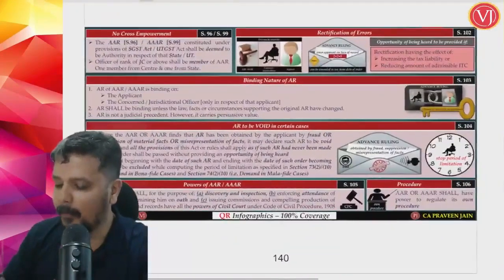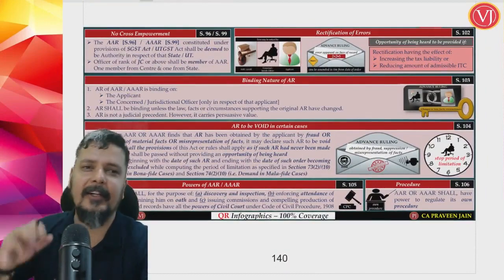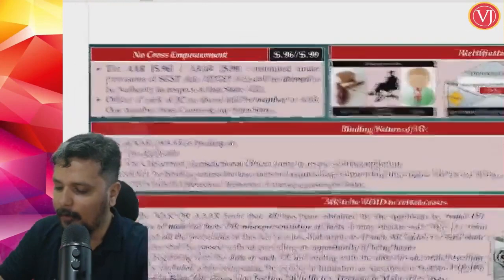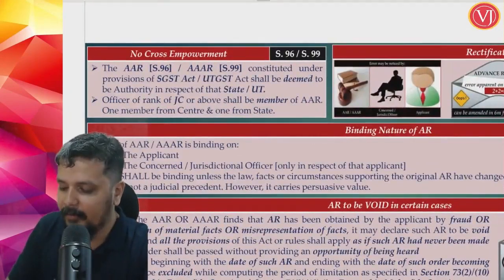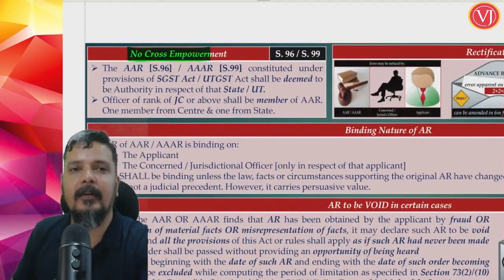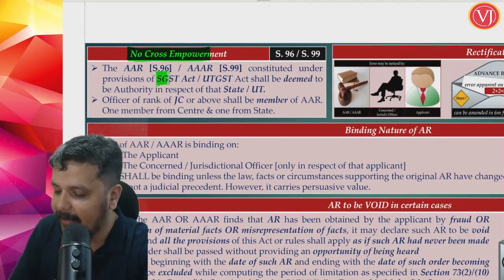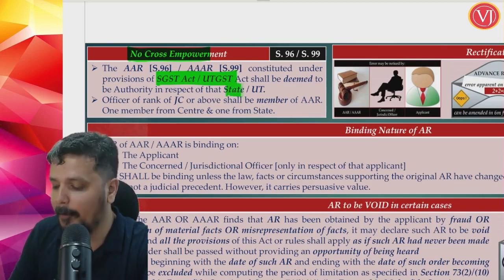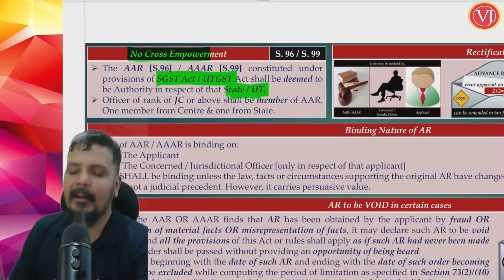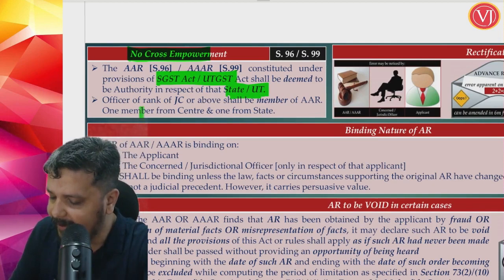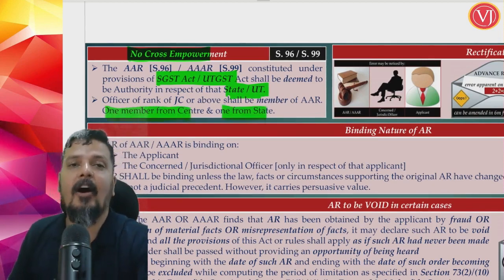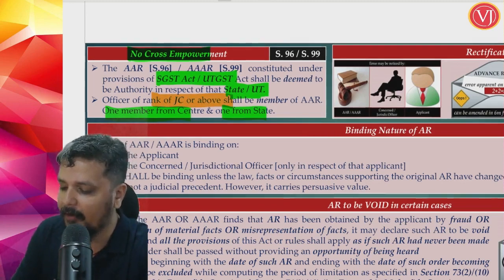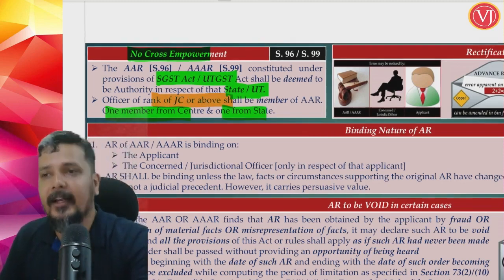Now all the other small aspects. We are actually done with advance ruling, AAR as well as AAAR. All the other small provisions. There is no cross empowerment, which means whatever AAR or AAAR is there in the state will be deemed to be appointed even for the center, which means there will be one member of the state and one member of the center. And the officers who are going to sit and decide in case of advance ruling should be of the rank of joint commissioner or above.